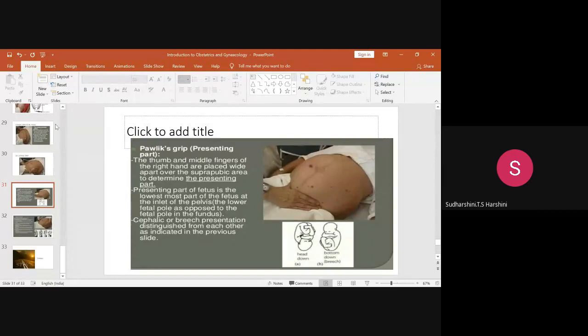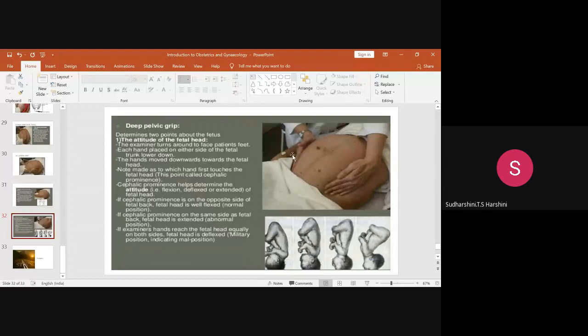So we have seen fundal height, symphysis fundal height, fundal grip, lateral pelvic grip, and first pelvic grip. In all these five things, you're standing on the right side of the patient, you're facing the patient, and you're doing. Only in one grip, you'll stand on the right side of the patient and you'll face the foot of the patient. That is the second pelvic grip.